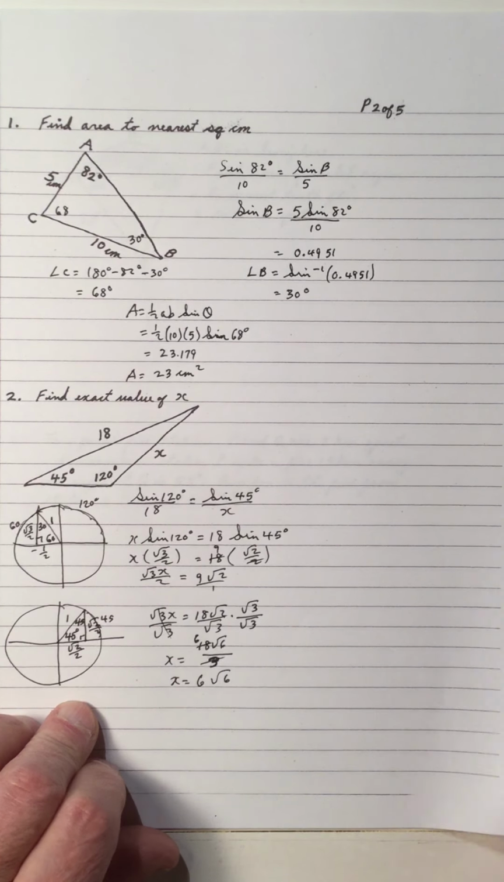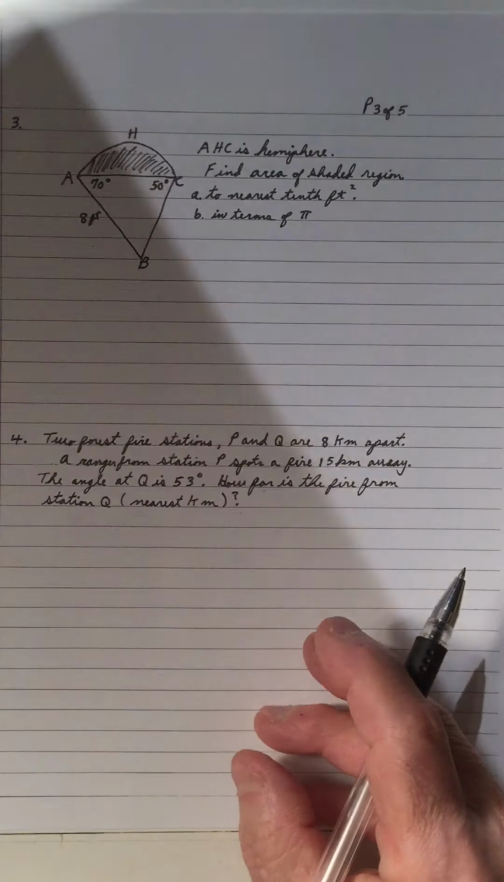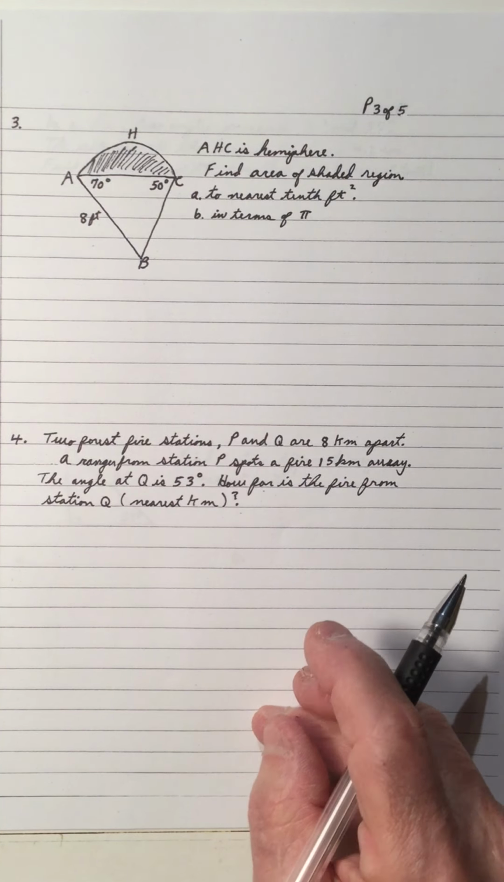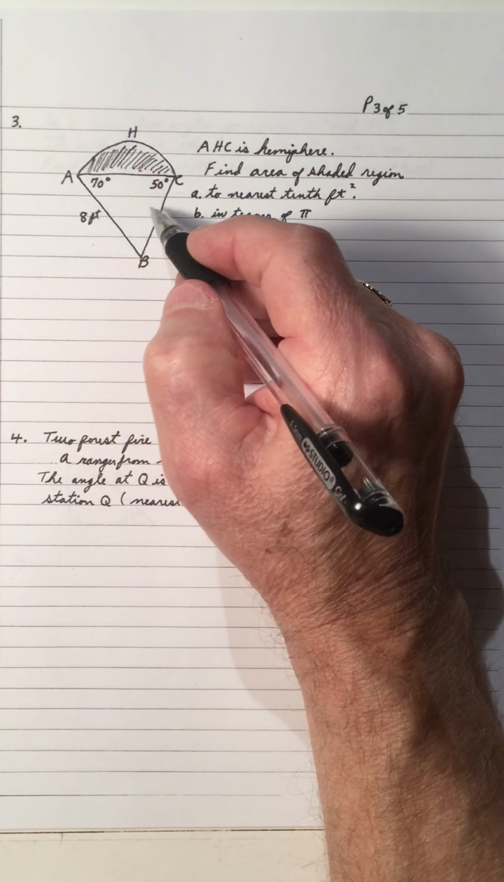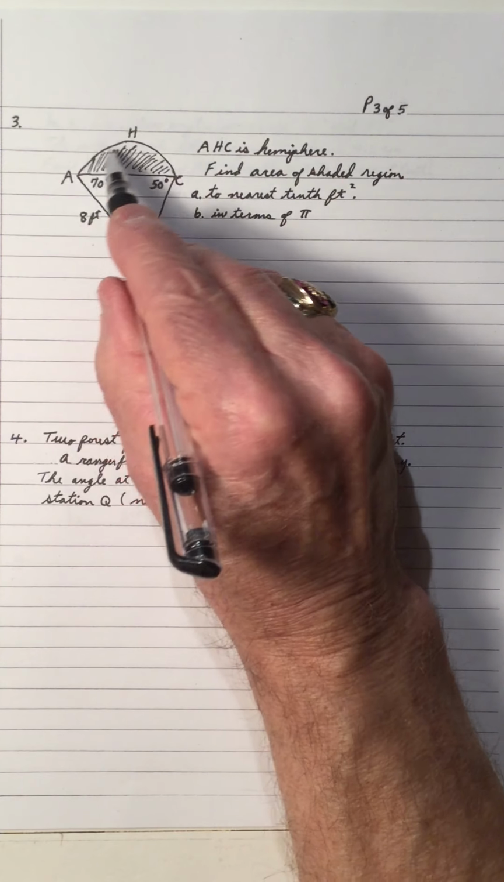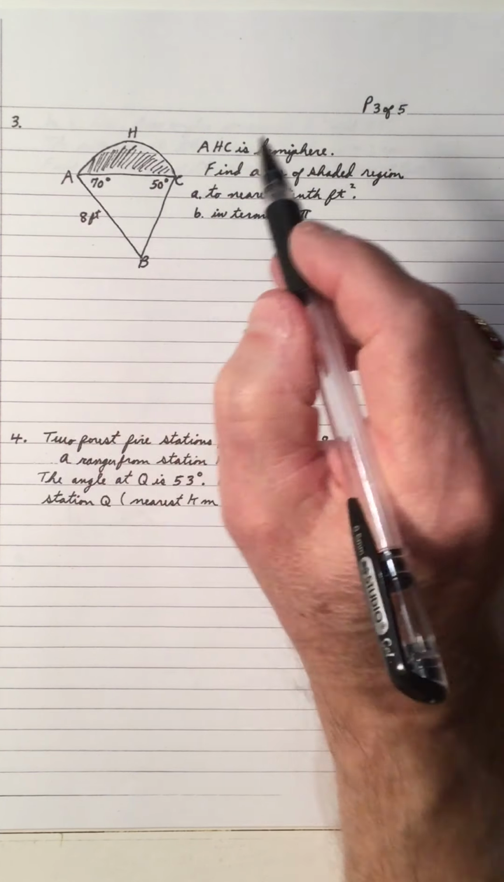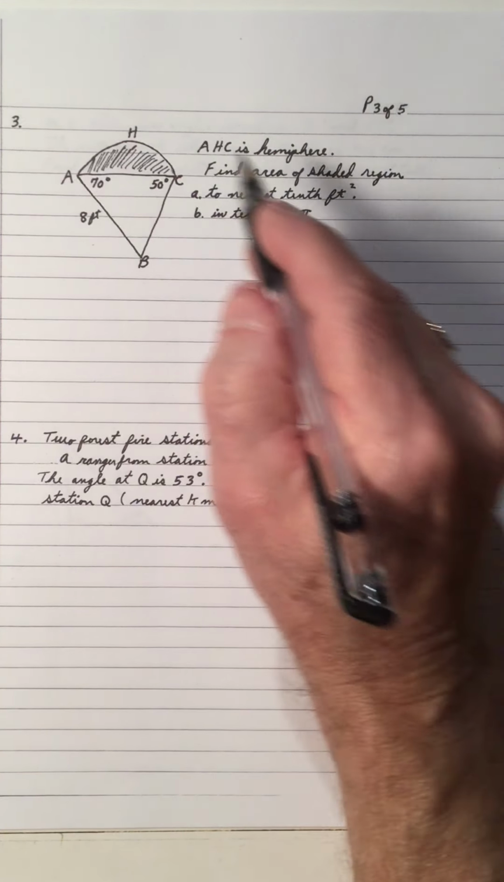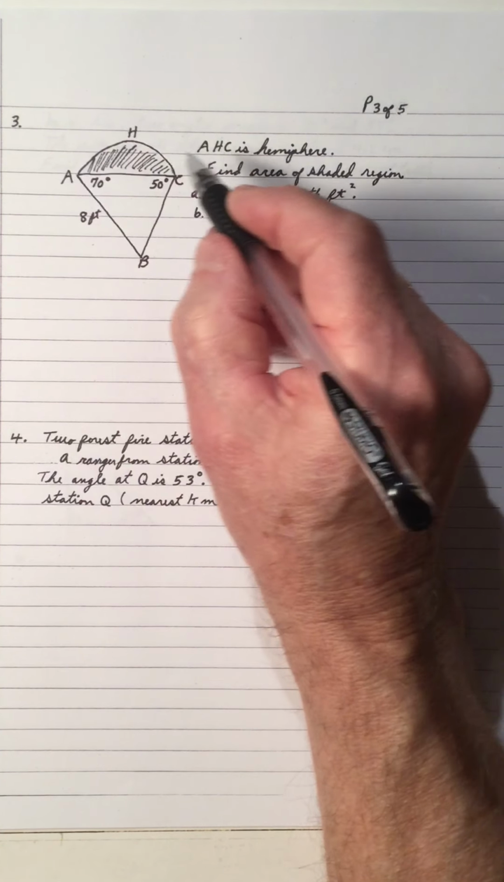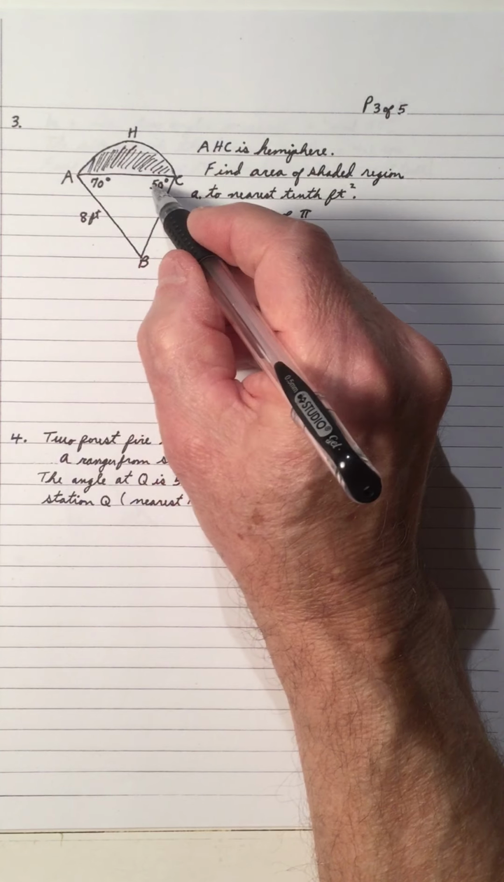Okay, let's work out some more problems. The more problems we do, the better we'll see what's happening. We have something like an ice cream cone here, and we have AHC as a hemisphere. That means it's half a sphere. Find the area of the shaded region. We're given the length of this side is 8, and these angles are 70 and 50.